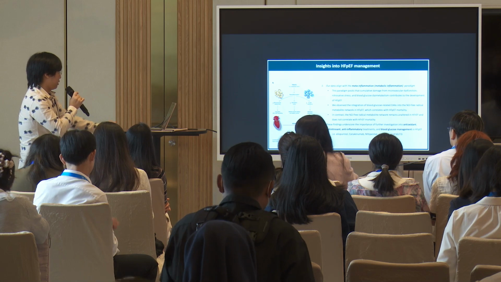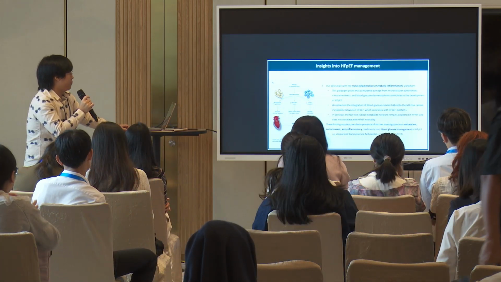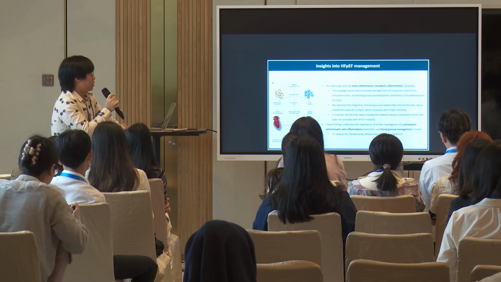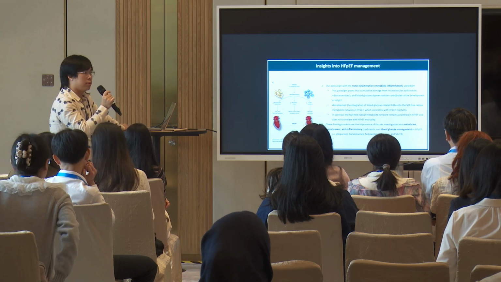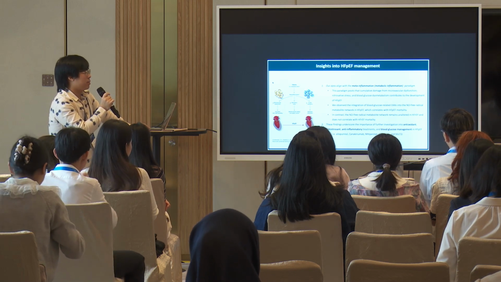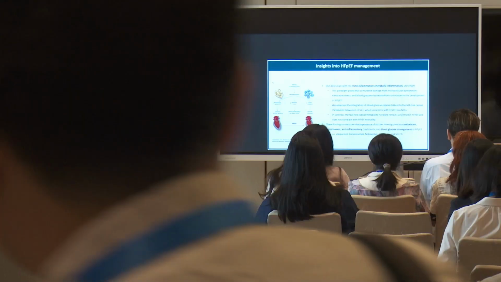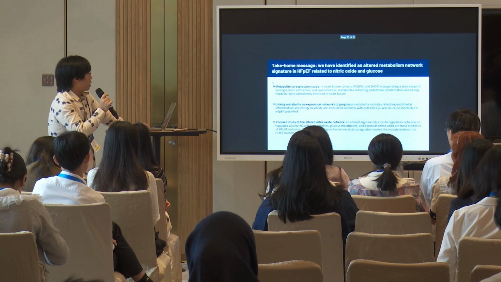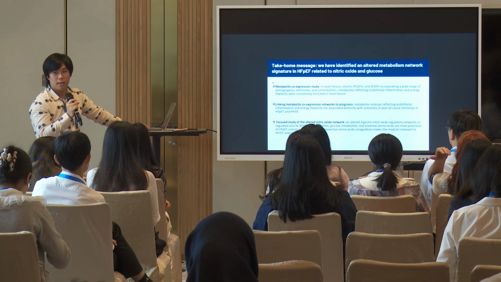Similarly, what we see is the involvement of nitric oxide metabolism, the involvement of free radical regulating metabolites, and some glucose regulating metabolites in our network. This network is only enriched in HFpEF, but not in HFrEF, and it is also associated with the outcome in HFpEF only. So that's the end of my presentation today. Thank you.